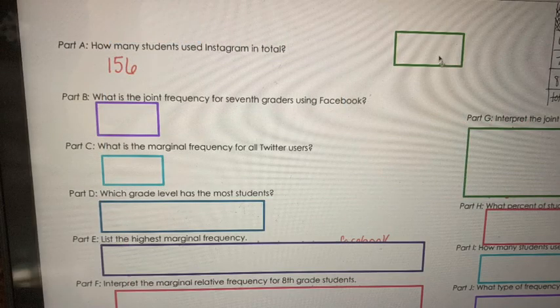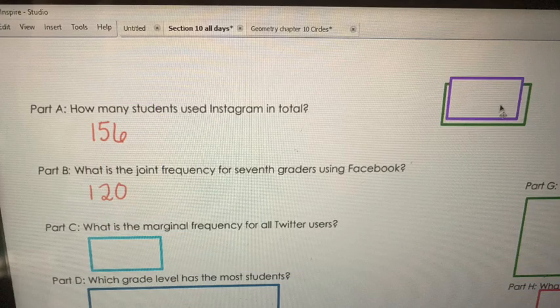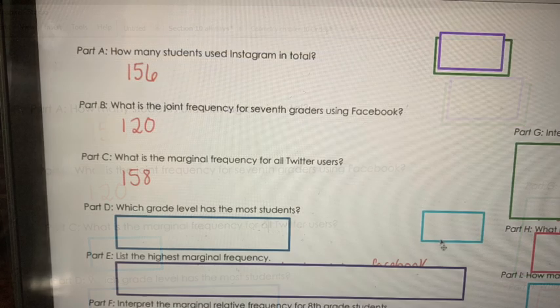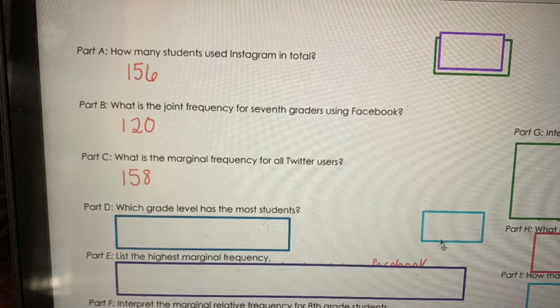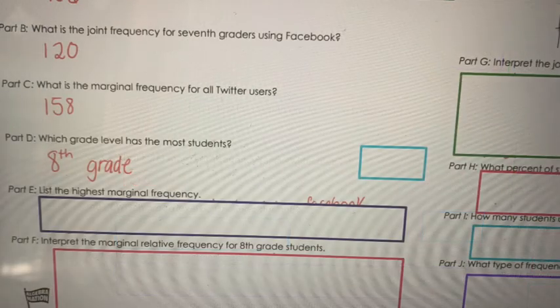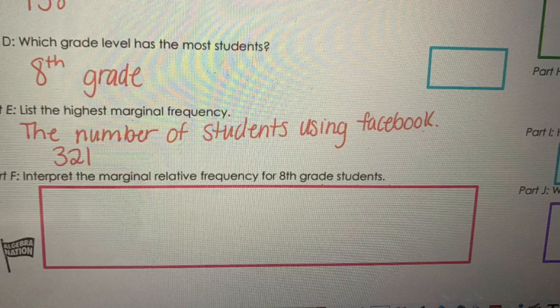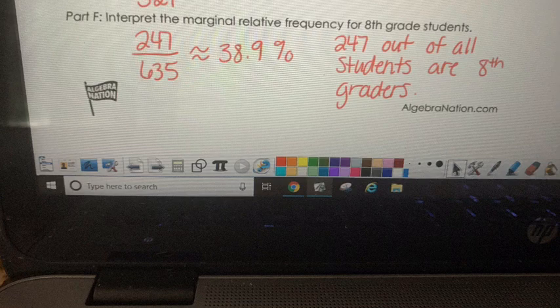Let's check our answers. 156 students used Instagram in total. The joint frequency for seventh graders using Facebook is 120. The marginal frequency for all Twitter users is about 158. Which grade level has the most students? Well, eighth grade, of course. The highest marginal frequency, remember on the outside, was Facebook, which was 321 students. The marginal relative frequency, which is going to be the percent, is 247 out of 635, which is about 40%, 39 or so, of all the students are eighth graders.